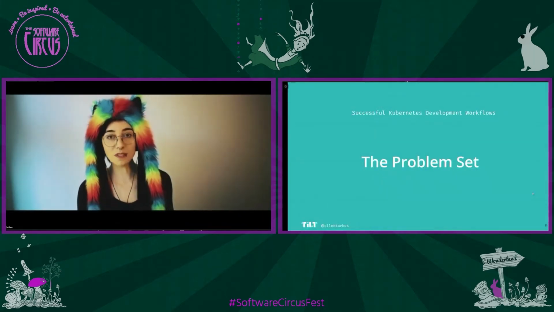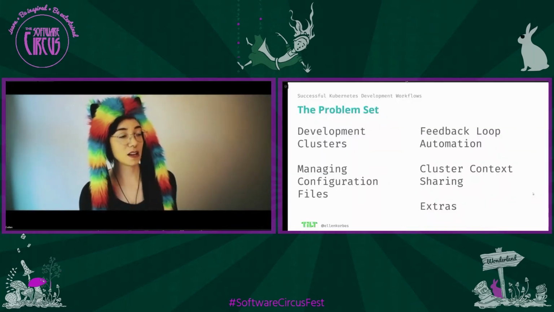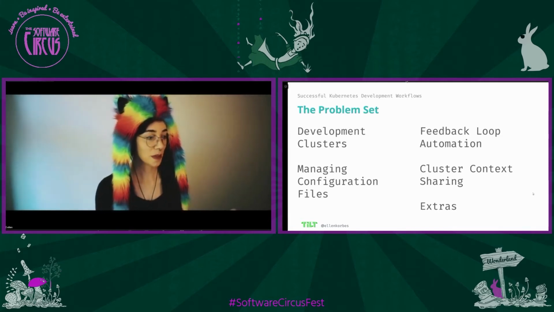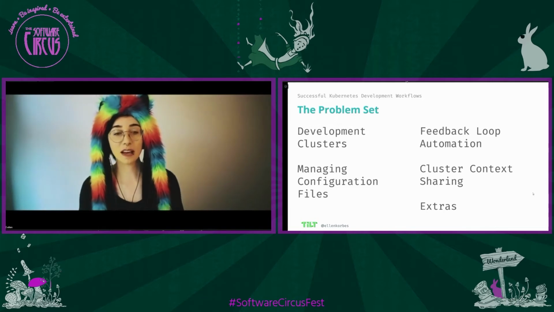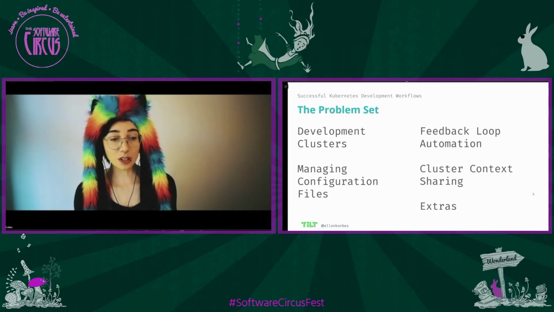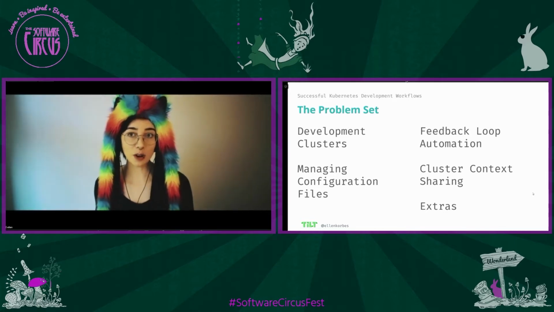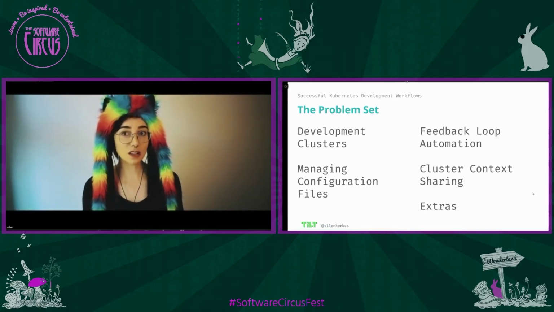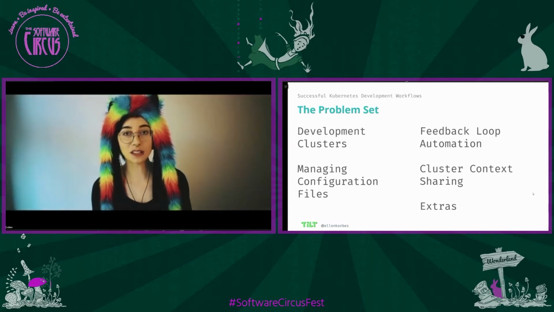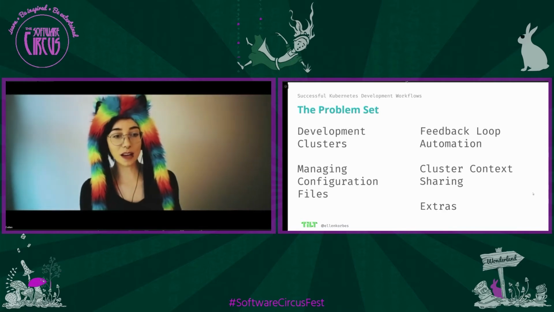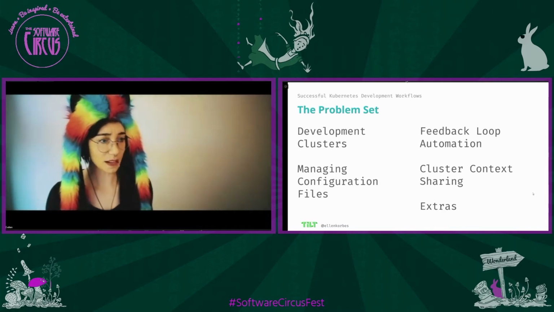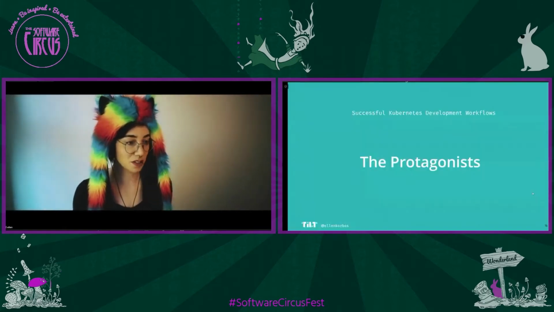So the main problem set we're going to address is development clusters. Everyone asks, oh, what should my dev cluster look like? Managing config files, and that is because we have way too many config files at this point. Feedback loop automation, that means you change a line of code, how long and what is the process for that to be live and running on your dev cluster. And sharing cluster context, it's basically something went wrong, can a friend come here and look at my stuff, and how you do that. And then there's some extras we're going to discuss if there's time at the end.